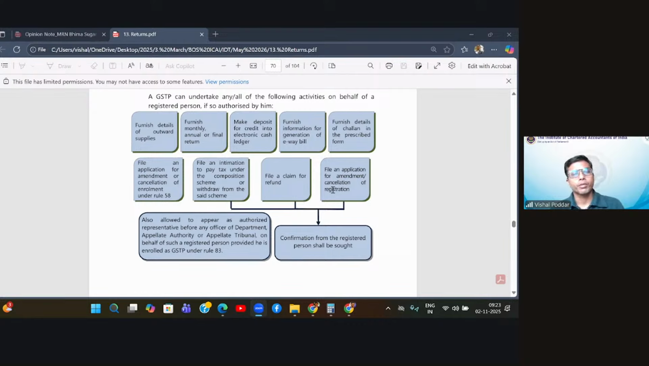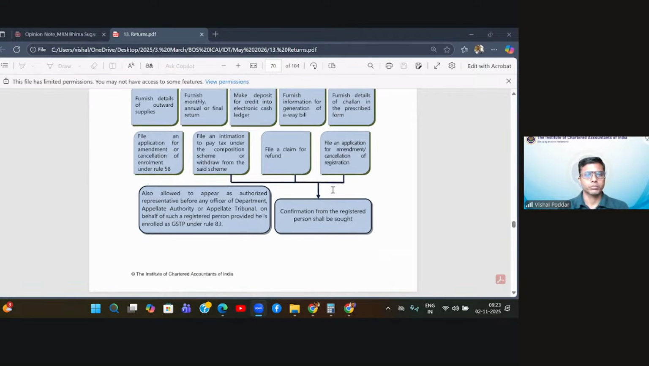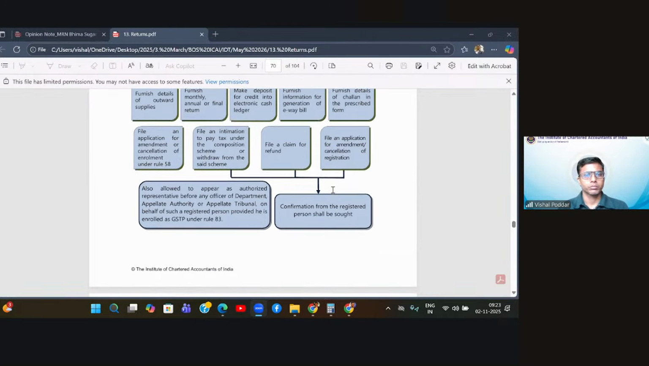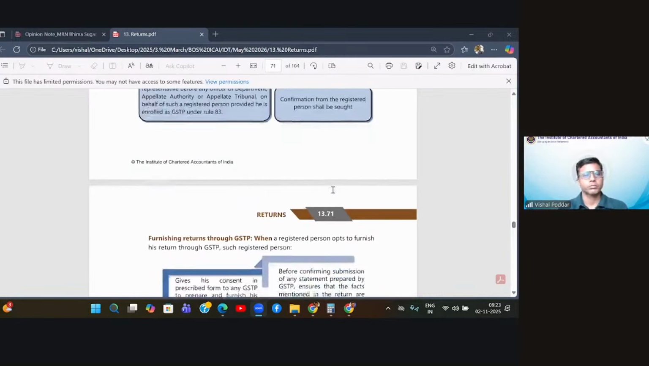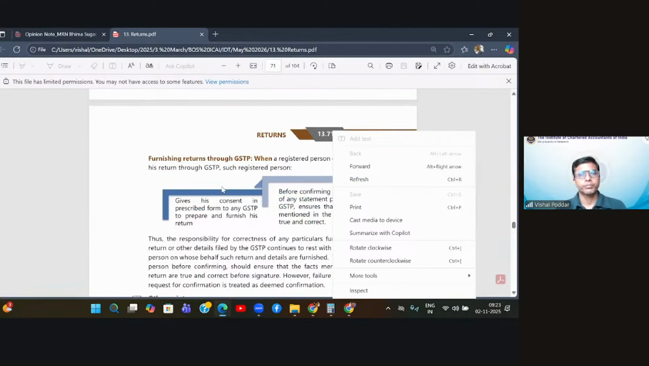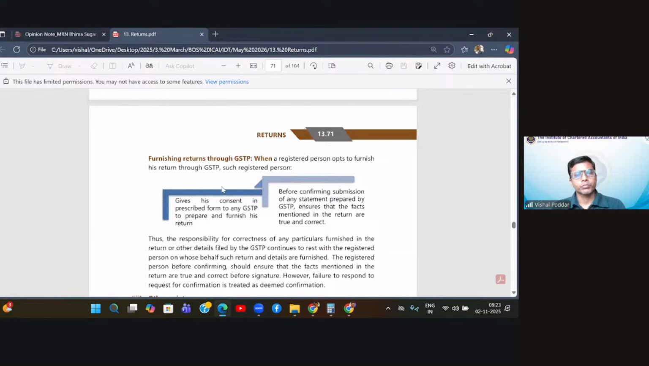A GSTP is also allowed to appear as authorized representative before any officer of the department, appellate authority, or appellate tribunal on behalf of such a registered person, provided he is enrolled as GSTP under Rule 83. Further, furnishing returns through GSTP. When a registered person opts to furnish his return through GSTP, such registered person gives his consent in prescribed form to any GSTP to prepare and furnish his return.